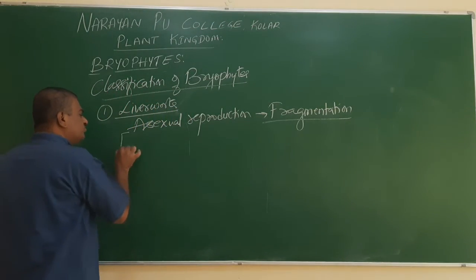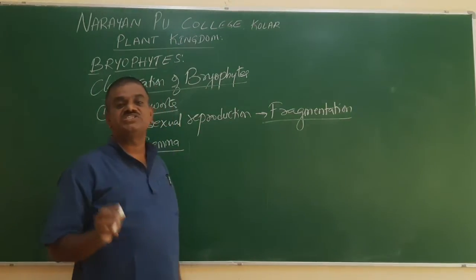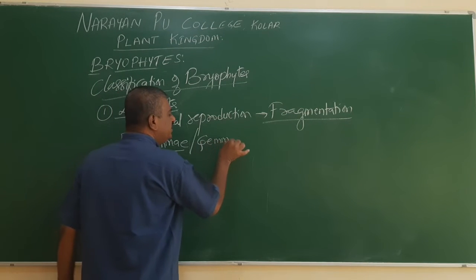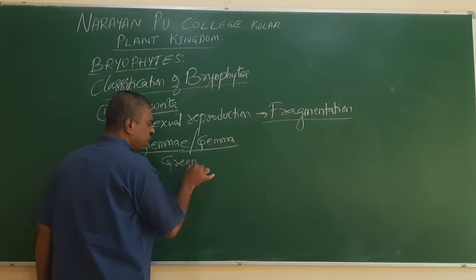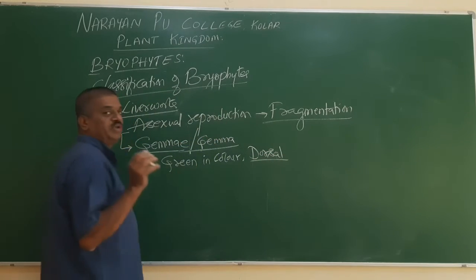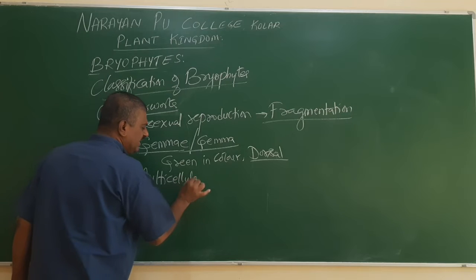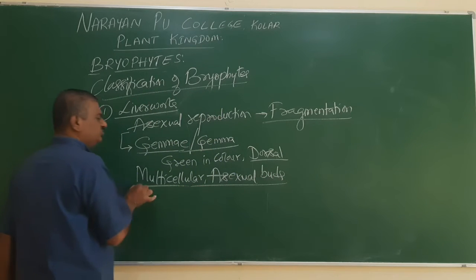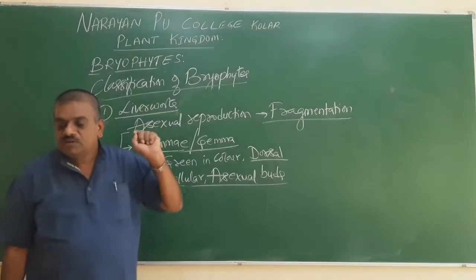Next, the plant body also produces specialized structures called gemma, or gemmae. The gemmae are produced on the dorsal side of the plant body, on the upper side of the plant body. They are green in color, and they are multicellular asexual buds. So gemmae are green in color, present on the dorsal side of the thallus, multicellular asexual buds.